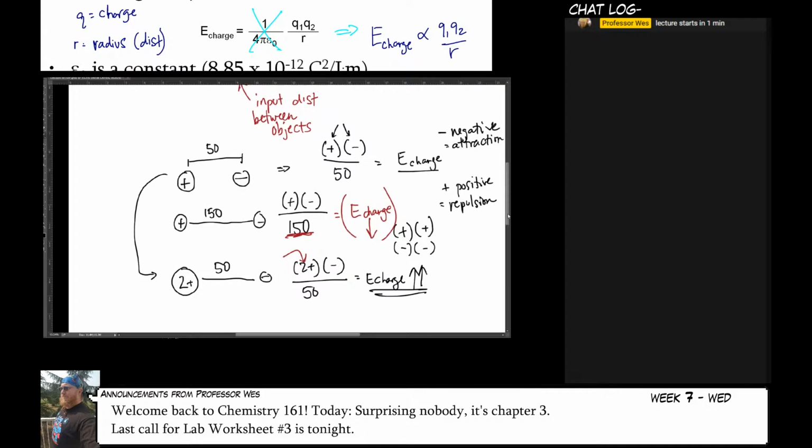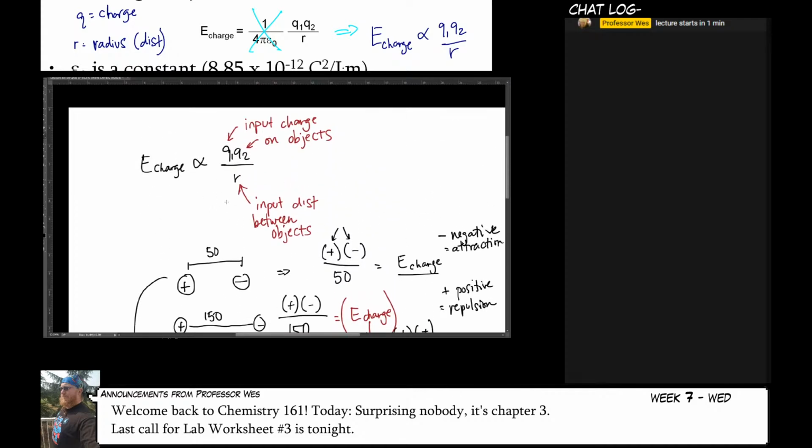Well, because the formula is Q1, Q2 over R, as we can see at the top of the screen here, increasing the amount of charge increases the energy, because that number is on the numerator. The distance, however, is on the denominator, so if I increase the distance, I decrease the energy of attraction. In other words, electrons that are further from the nucleus are less attracted to it.